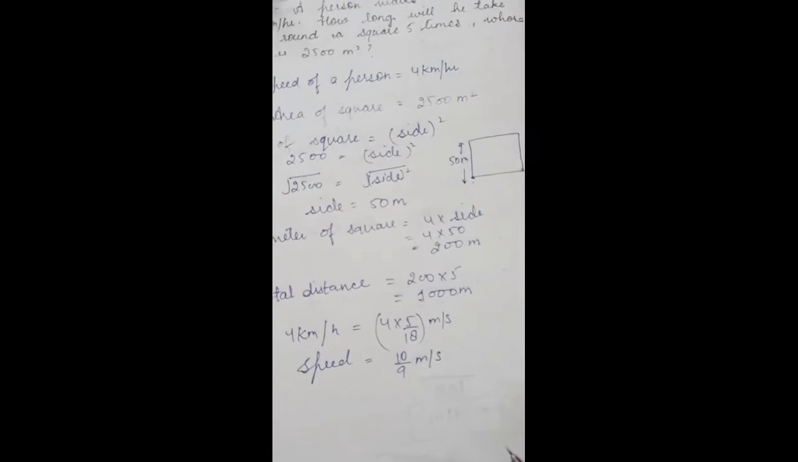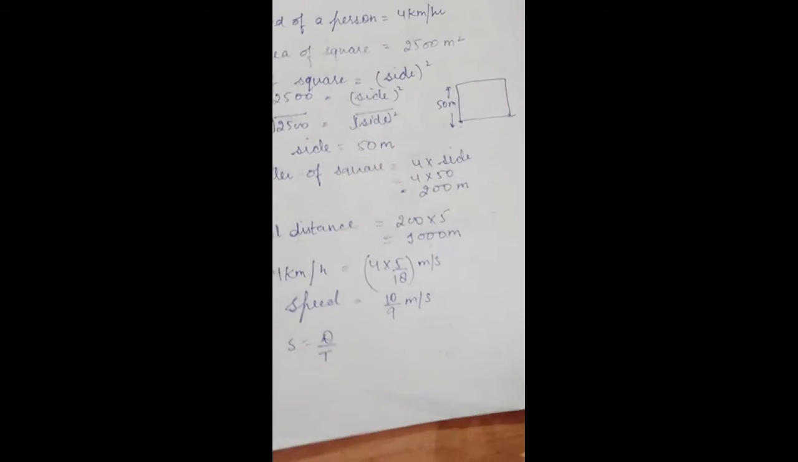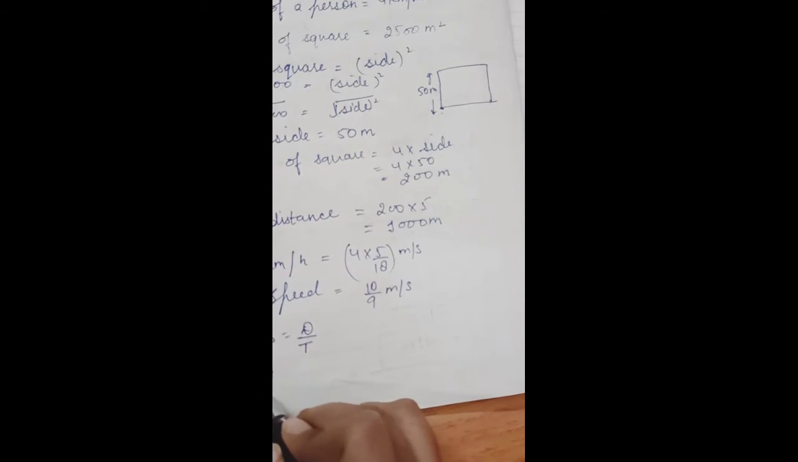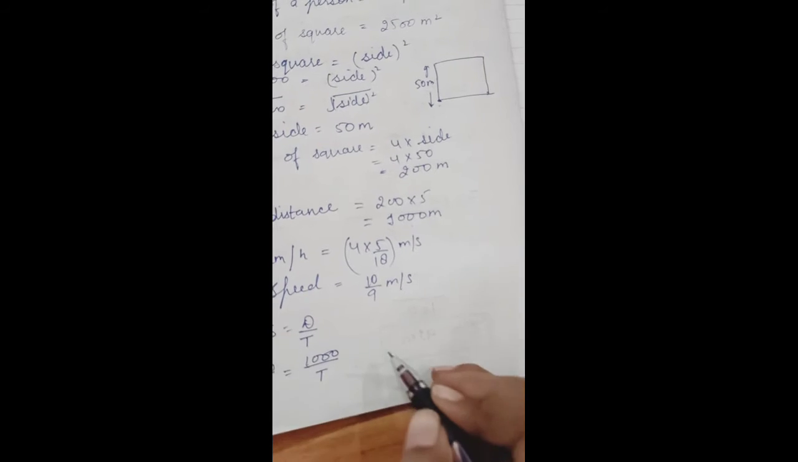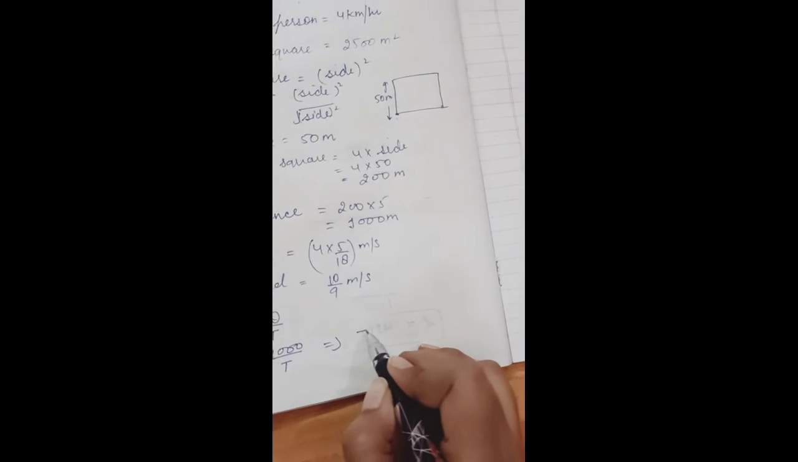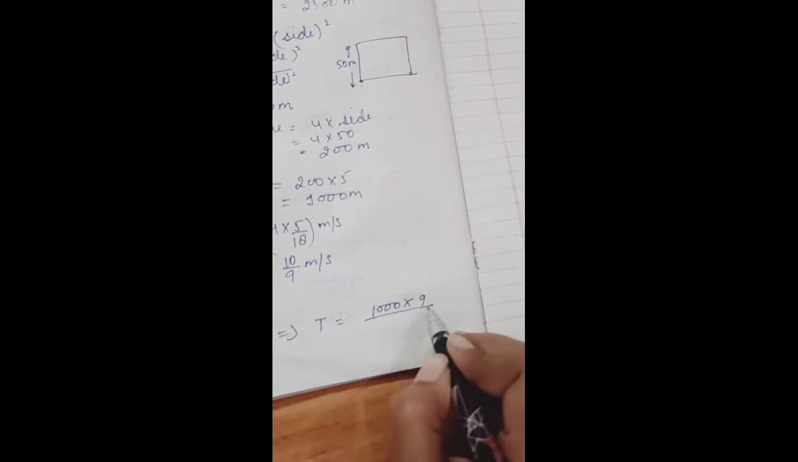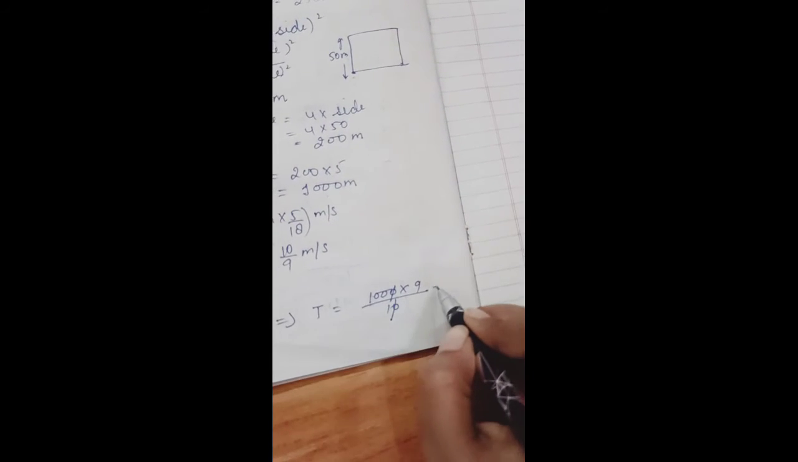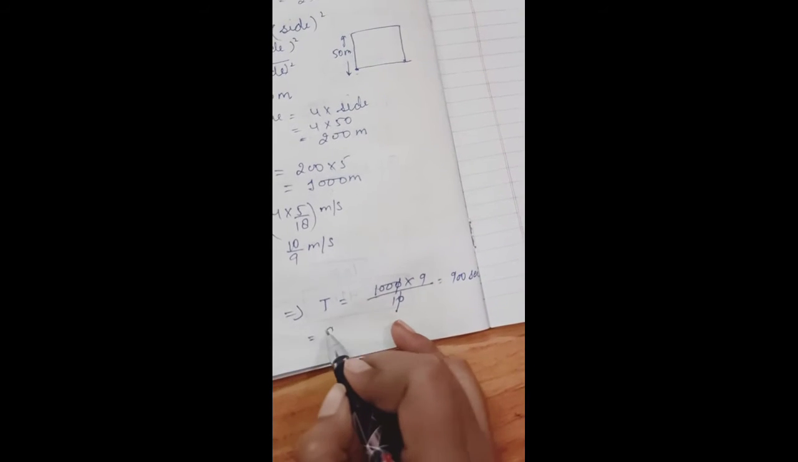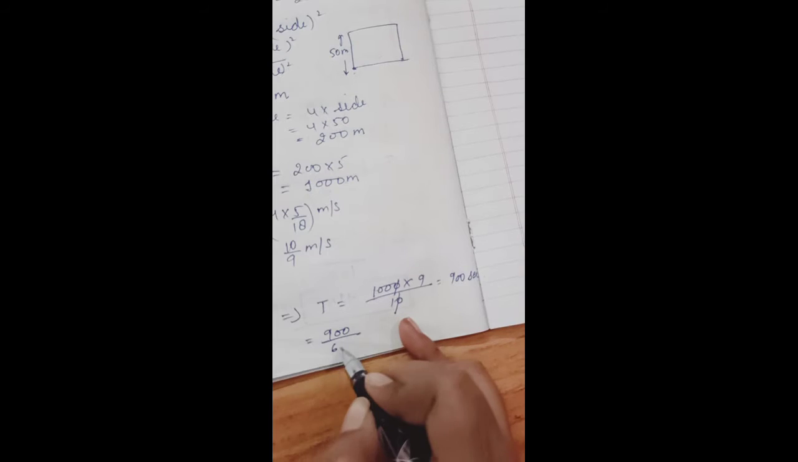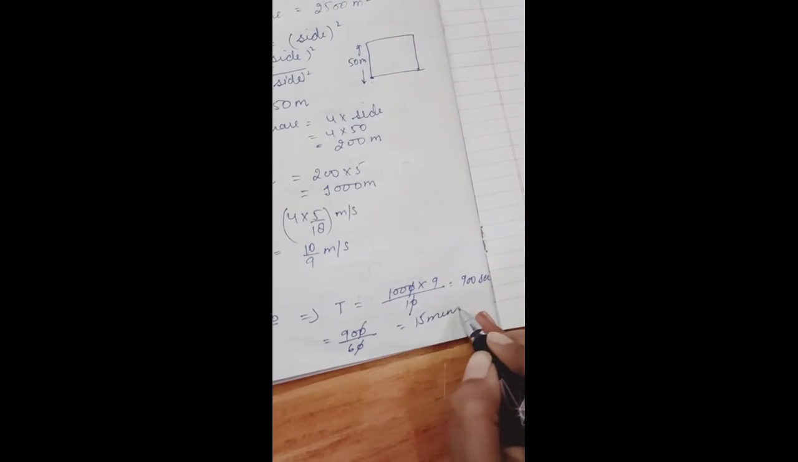Now we all know that speed is equal to distance upon time. Speed is given 10 by 9. Distance is 1000. What we have to find? Time. So on cross multiplication, you will get 1000 into 9 by 10. So you will get 900 second. Now convert this second into minutes. So we divide it by 60. So here we get 15 minutes.